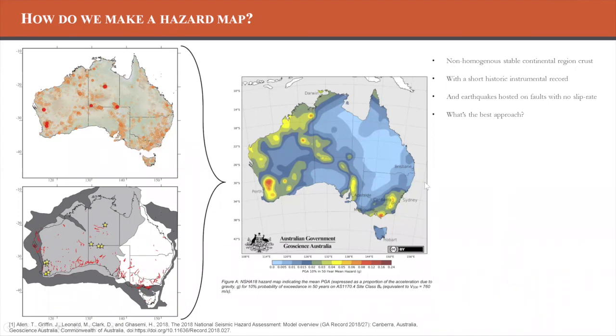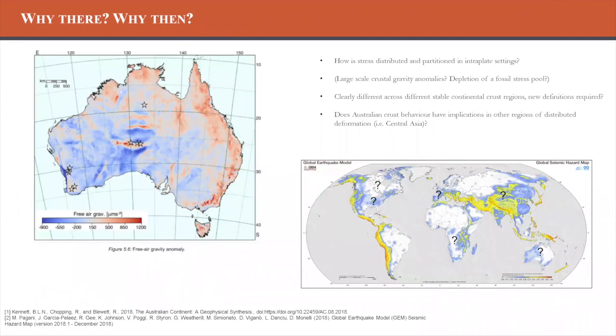The good people at Geoscience Australia put this hazard map together in 2018, and it used as much of cutting edge data and science as they possibly could. But it still relies on the assumption that faults have slip rates. And so if we find that faults don't have slip rates in some areas, that's sort of a bother. So we need to figure out what the best approach is for these stable continental regions, for these intraplate regions where these assumptions might break down. We don't really know.